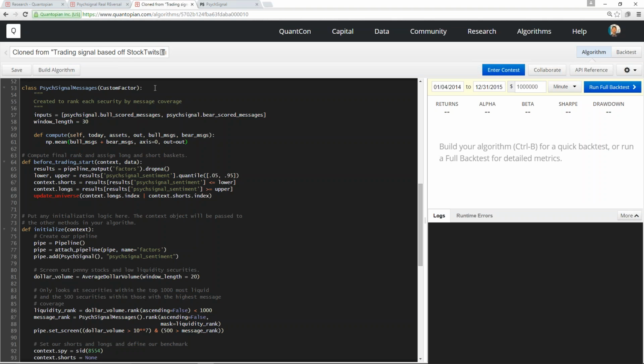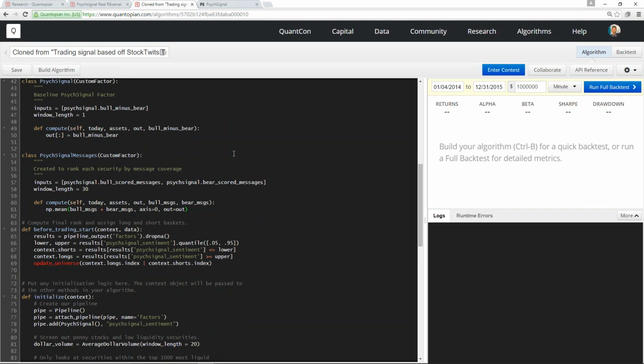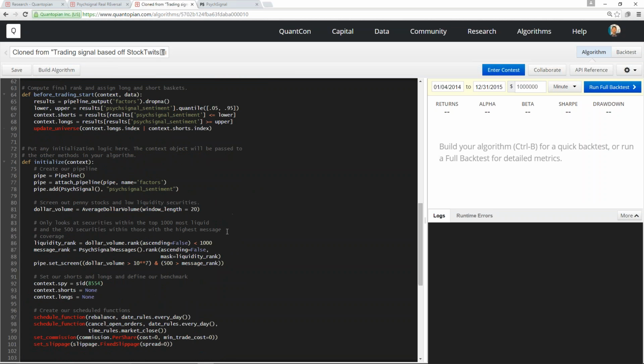Yep. You say for the messages you want a window length of 30. So you're going to look back and build a table of message counts for each security on a daily basis going back 30 days. And then in that compute function inside the psych signal messages class, which is the factor you're defining, I'm just taking the average number of messages. And you use that later as a filter when you build your pipeline. Exactly.